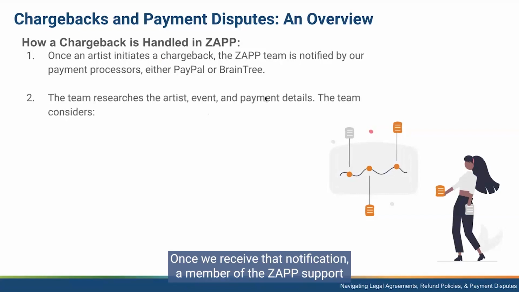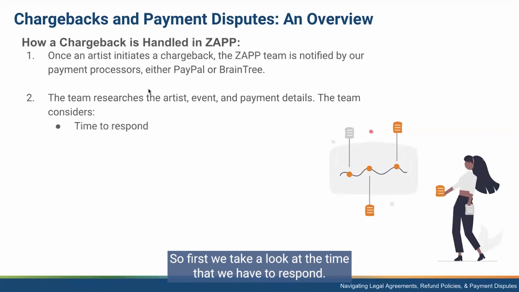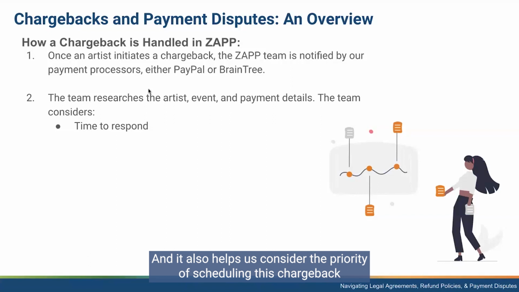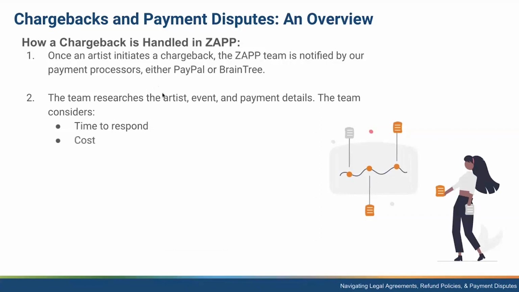Once we receive that notification, a member of the ZAPP support team will research the artist, the event, and the payment details. We'll consider a lot of different things when we get this notification, and I'll go through each of them so you can understand what we're looking for. First, we take a look at the time that we have to respond. This is given to us by either PayPal or Braintree, saying you have until this date to respond to this chargeback. We want to make sure that we're responding before that deadline. It also helps us consider the priority of handling this chargeback, to see whether or not we have to respond quickly or not.